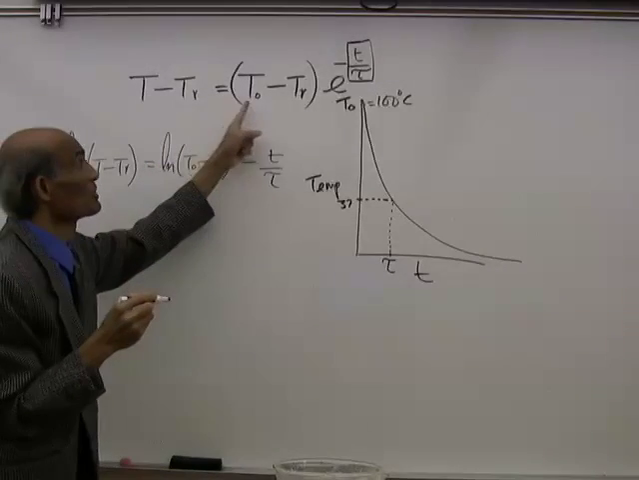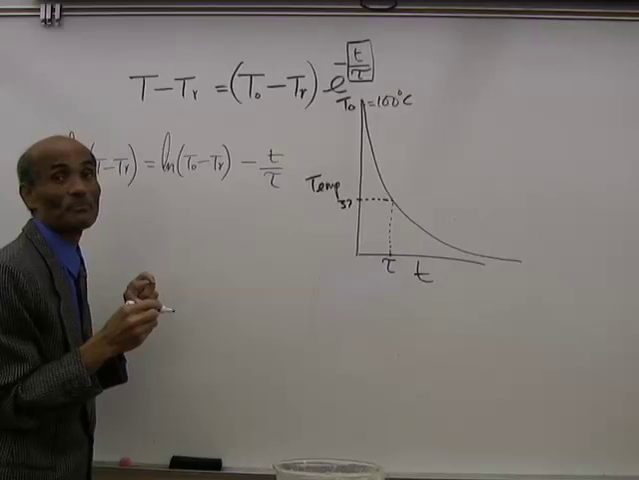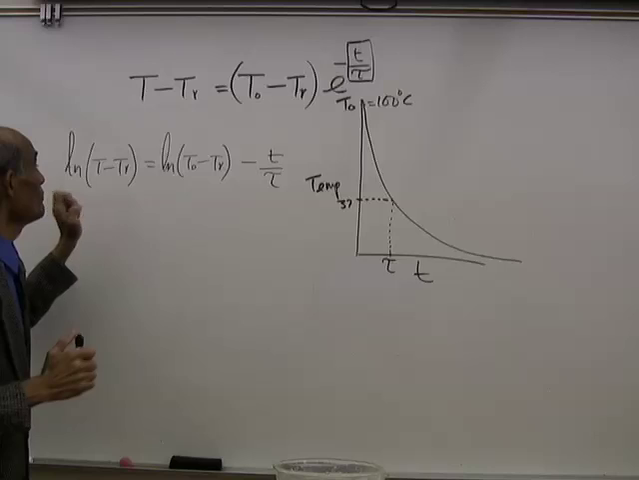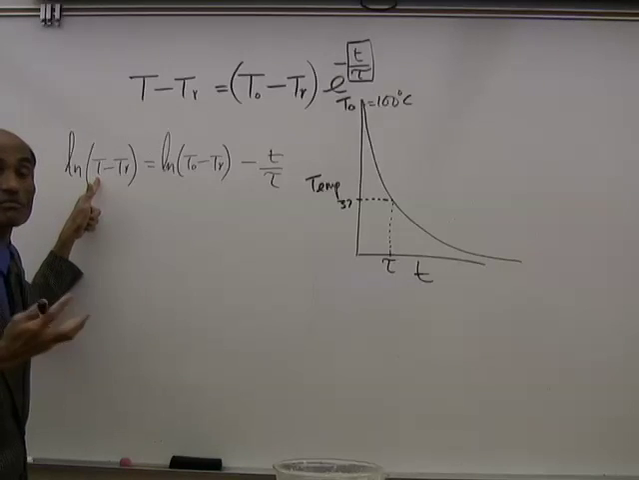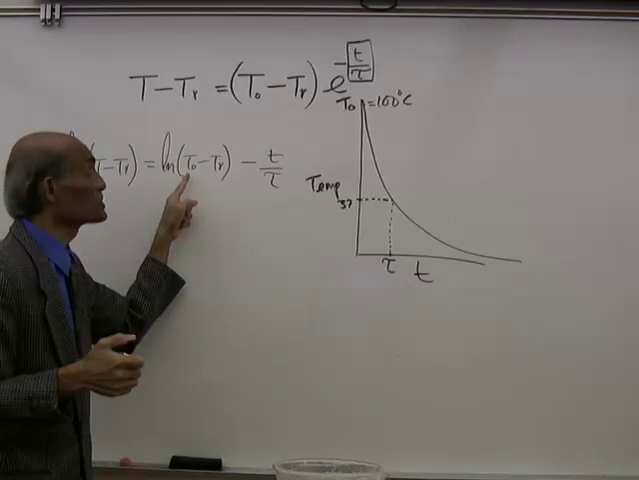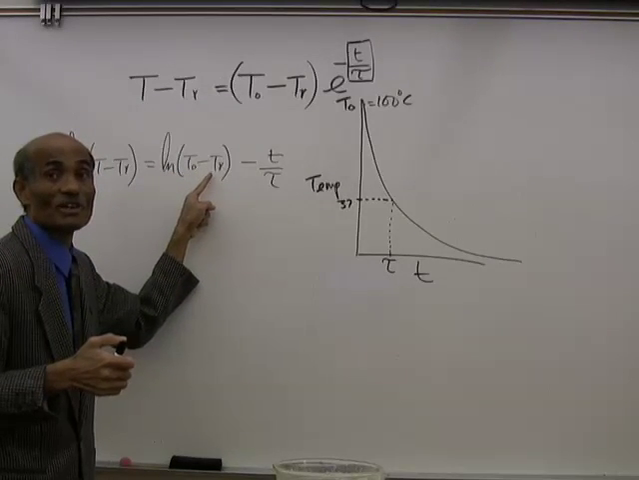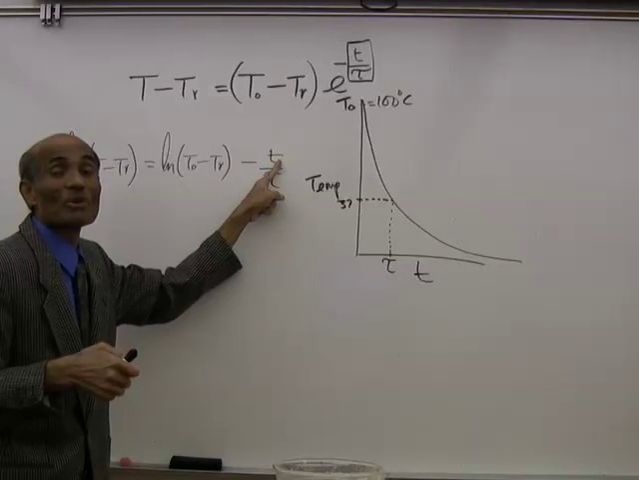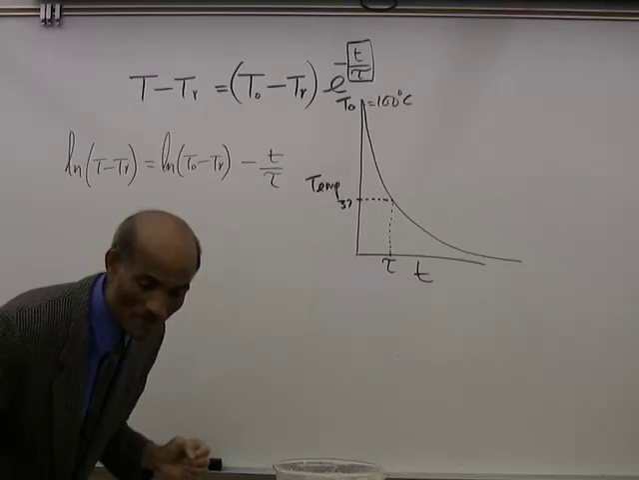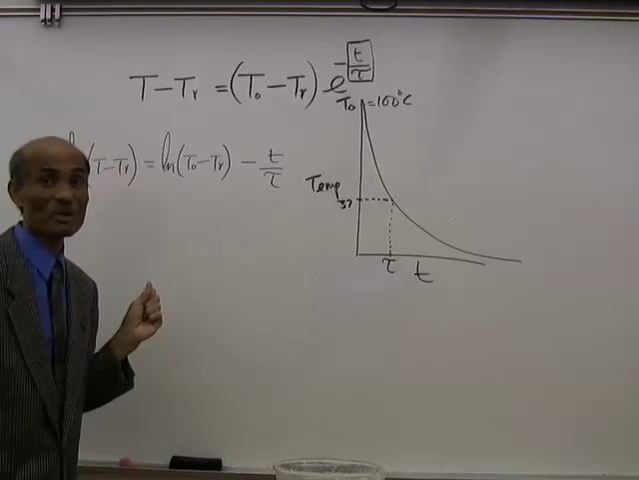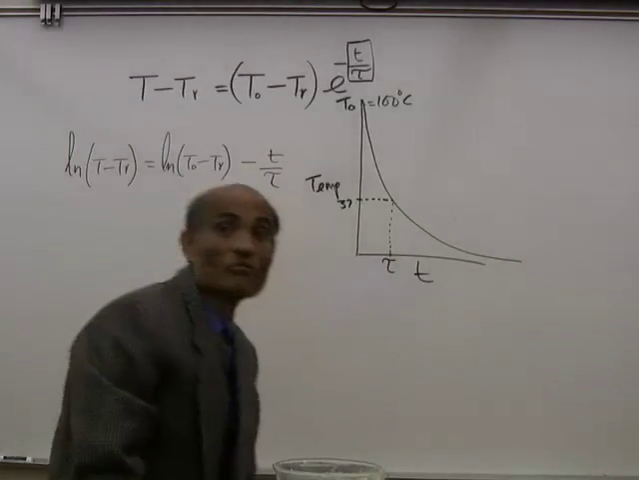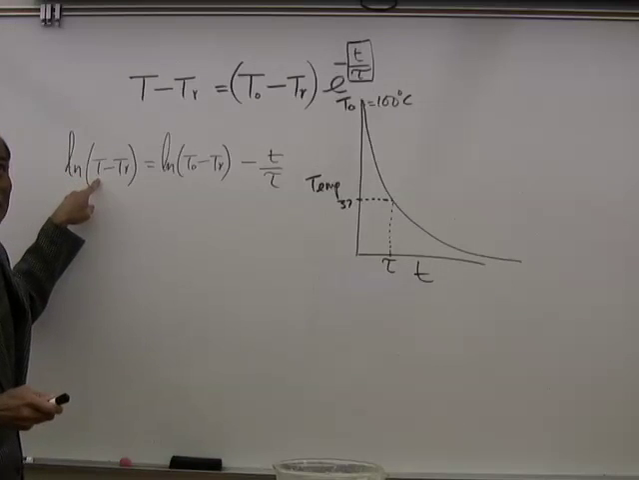If you take the natural logarithm of that equation, this is what you get. Now, what are the variables in this equation? The temperature of the hot object is a variable. The room temperature is a constant. The initial temperature of the object is a constant. And the other variable is the time. So one variable is time, that is the independent variable, and the other variable is the temperature.